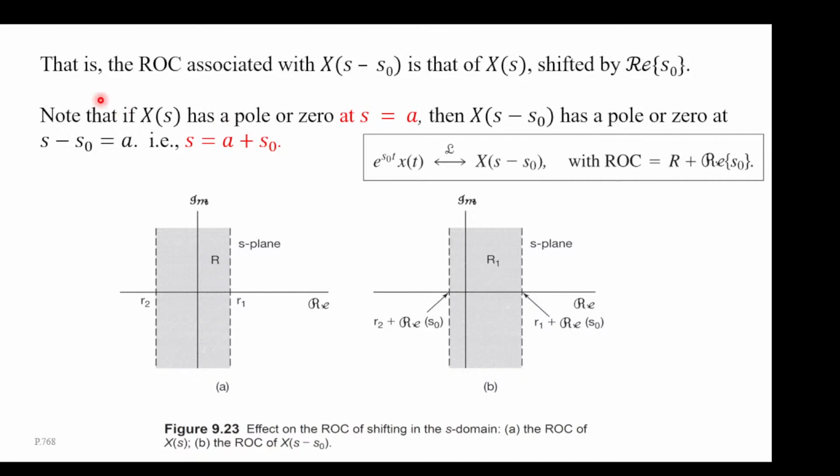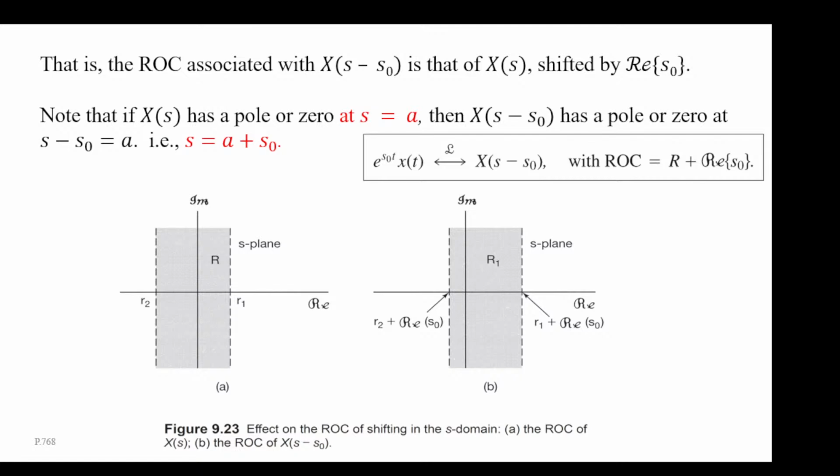Once again we skip the algebraic derivation, but let's look at the ROC change. The result is that the ROC will be shifted by the real part of s0, and we can derive this by looking at where the poles and the zeros shift to. More importantly, where does the pole shift to? So the pole of x of s: if it has a pole at s equal to a, then x of s minus s0 will have a pole at s minus s0 equal to a, and so that will be s equal to a plus s0. Sorry, the pole was at a, and now it's a pole at a plus s0.